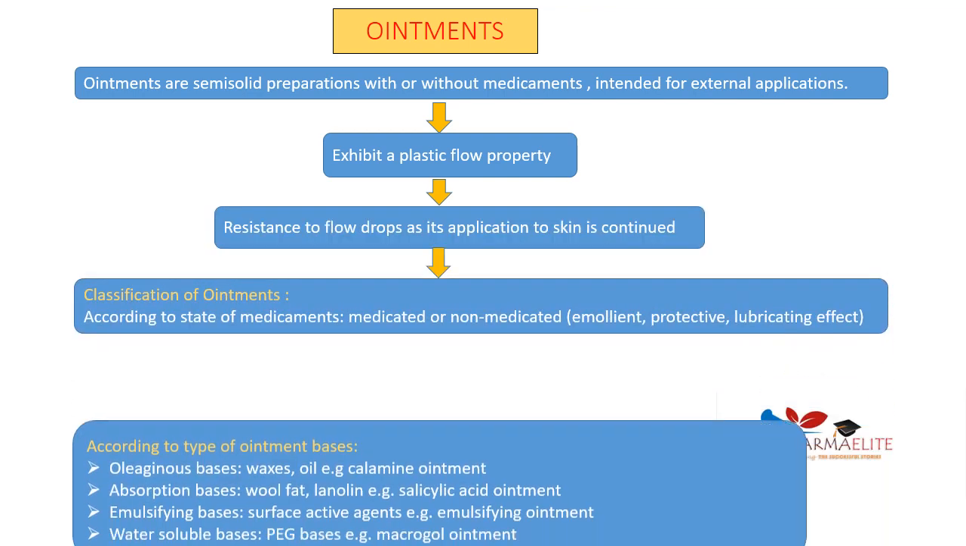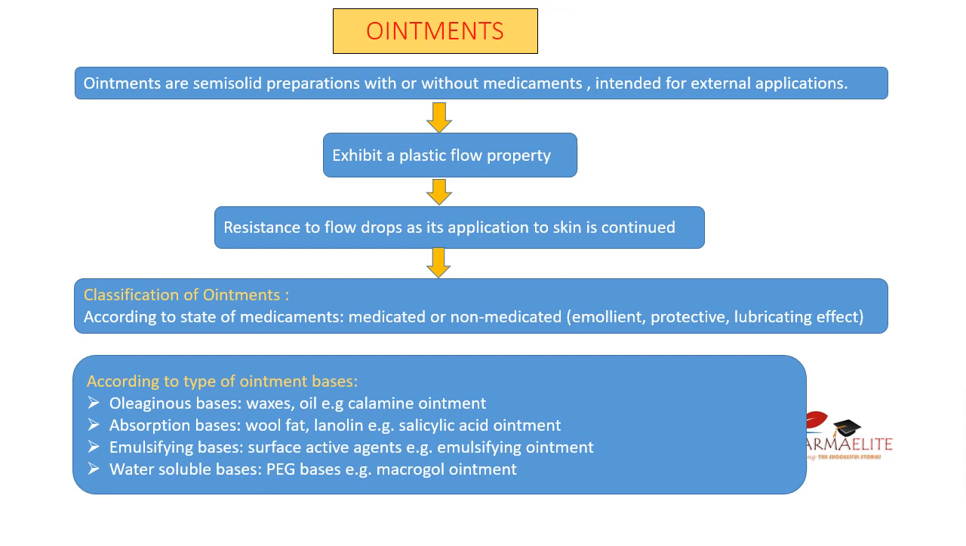Further, we went on to see that with regards to classification, they are classified according to state of medicaments, medicated and non-medicated. The non-medicated ointments have application as emollient, protective and lubricating effect. According to type of ointment basis, there are four classifications: oleaginous basis, which includes waxes, oil, calamine ointment; absorption basis, which has wool fat, lanolin, and salicylic acid ointment; emulsifying basis, which involves surfactants, example emulsifying ointment; water soluble basis, which has polyethylene glycol basis, macrogol ointment.